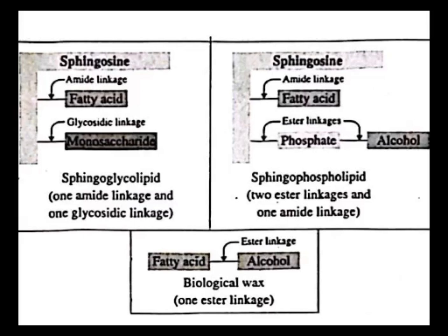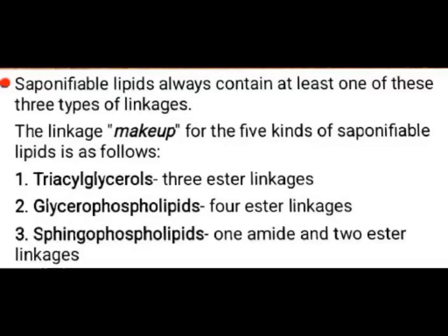Then a fatty acid linked to an alcohol through an ester linkage is called a biological wax, with 1 ester linkage. Saponifiable lipids always contain at least one of these 3 types of linkages. The linkage makeup for the 5 kinds of saponifiable lipids is as follows. Number 1 is triglycerols, with 3 ester linkages. Number 2 is glycerophospholipids, with 4 ester linkages.